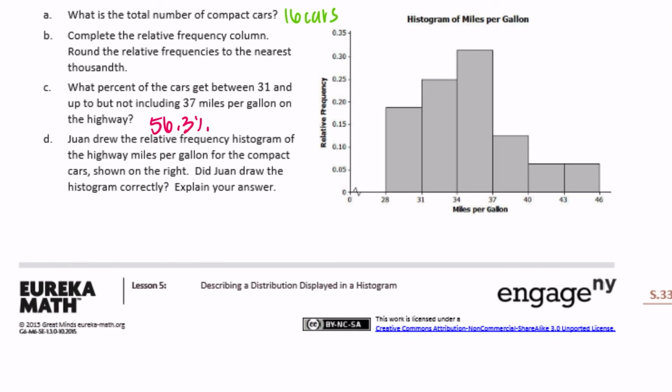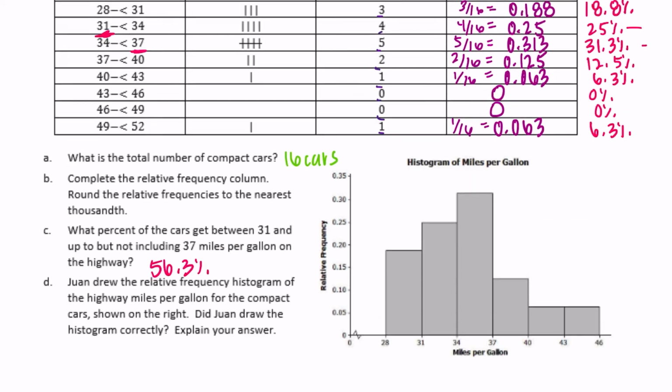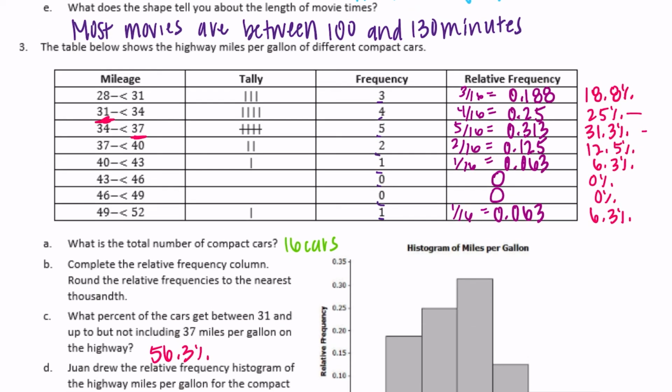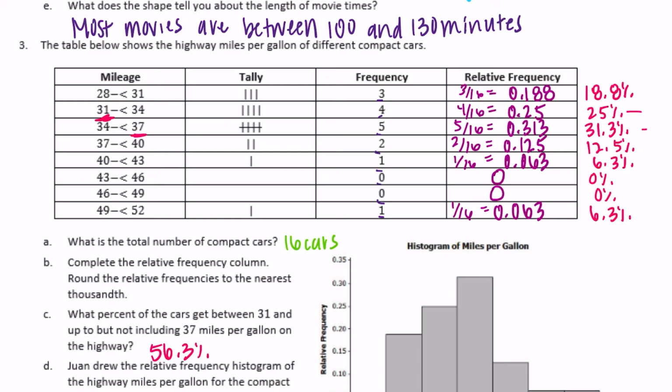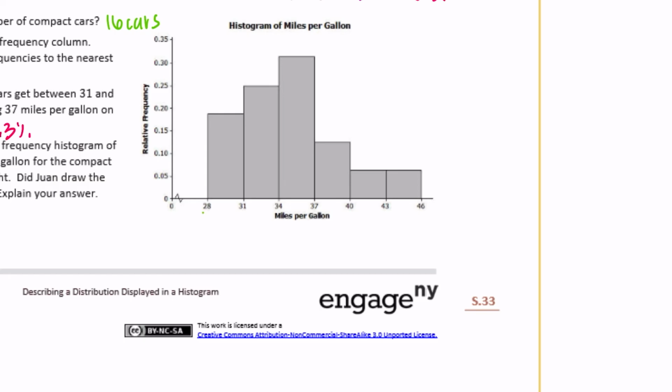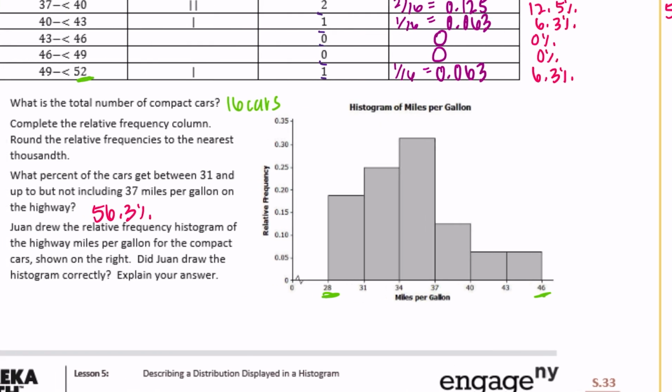D, Juan drew the relative frequency histogram of the highway miles per gallon for the compact cars shown on the right. Did Juan draw the histogram correctly? Explain your answer. Okay, so first let's look. It should go from 28 to 52, because that's where all of our data lies. So it starts at 28 and goes to, oh, it only goes to 46. So we're missing all the way up to 52. So already I'm going to say no, because he's missing some data.